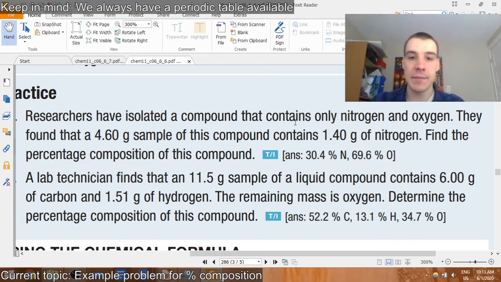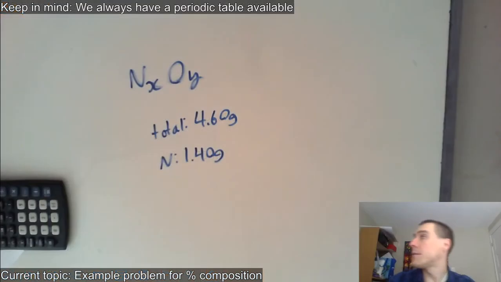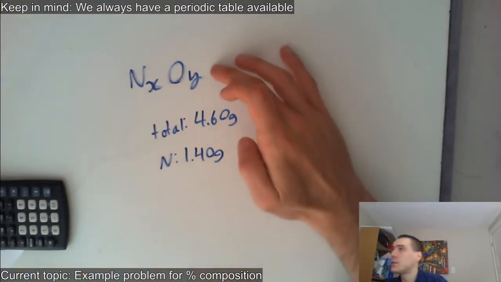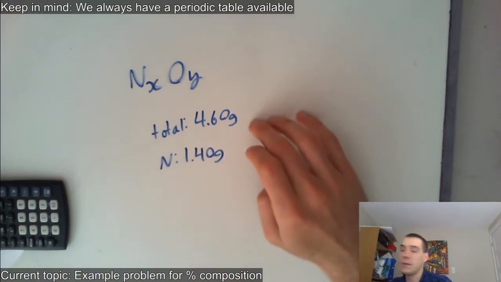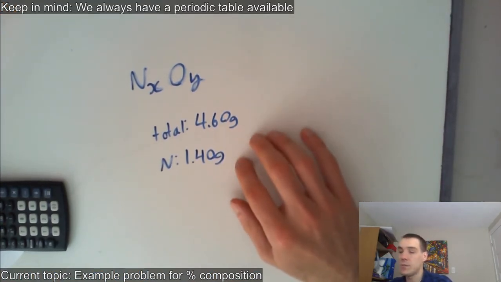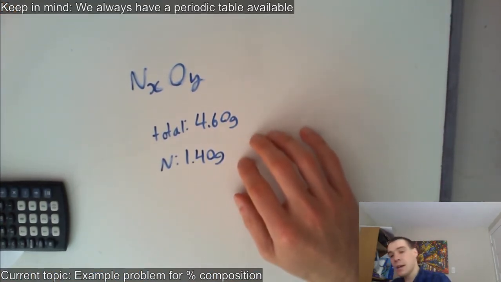Researchers have isolated a compound that contains only nitrogen and oxygen. They found that a 4.6 gram sample, so that's the whole thing, of the compound contains 1.4 grams of nitrogen. Find the percentage composition of this compound. So all we need to do is find the percent nitrogen and the percent oxygen. I've written down the facts here. We have just nitrogen and oxygen. We have a total of 4.6 grams. We know that nitrogen is 1.4 grams.